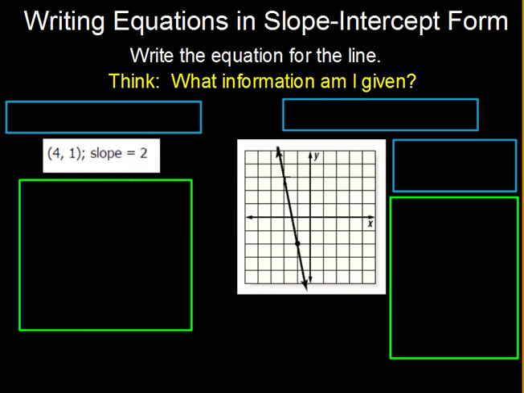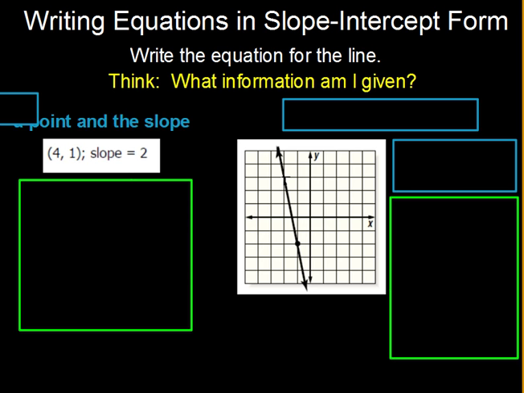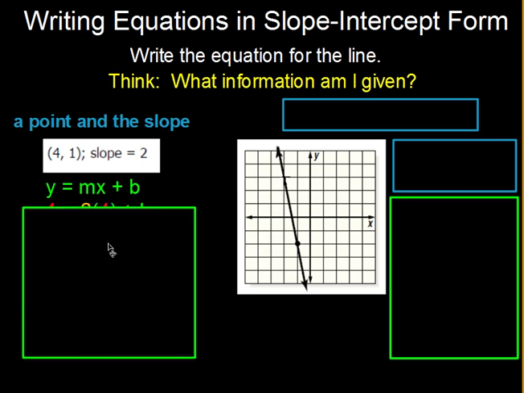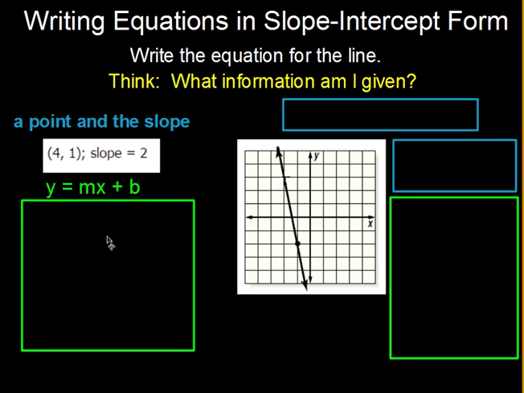Let's say we are given the point 4, 1 and a slope of 2. Well, the information that I'm given would be a point 4, 1 and the slope 2. So in order to write it in slope-intercept form, we want to start by writing our formula, y equals mx plus b, and then we're simply going to substitute the information in for the variables that are known. So we know that x is 4 based on the point. We know that y is 1 and m is 2.